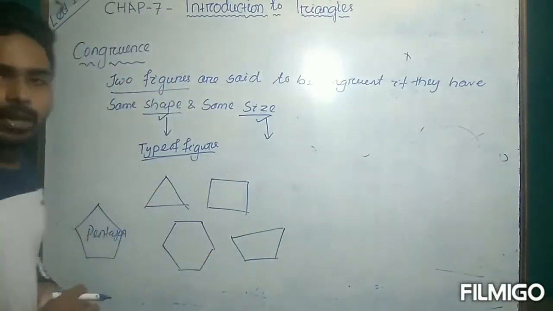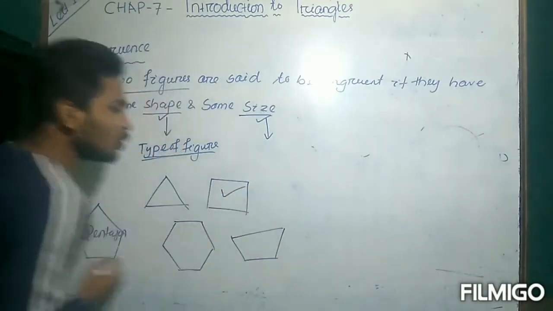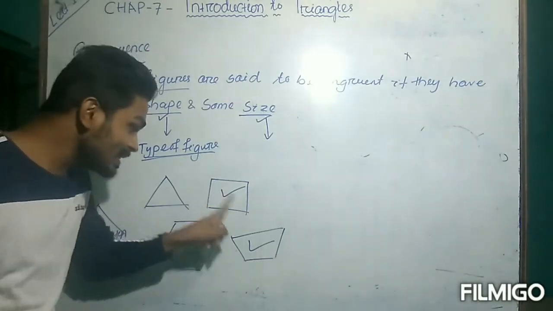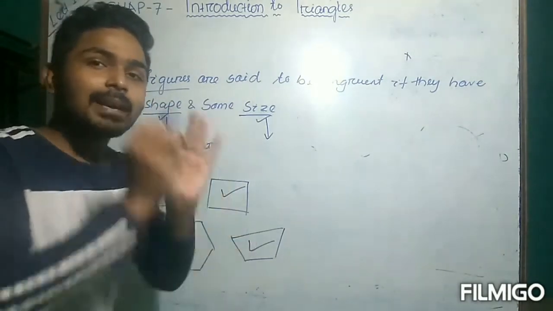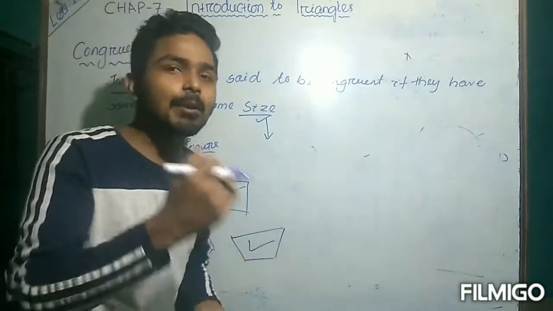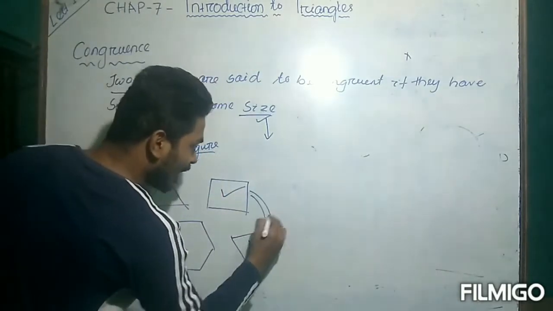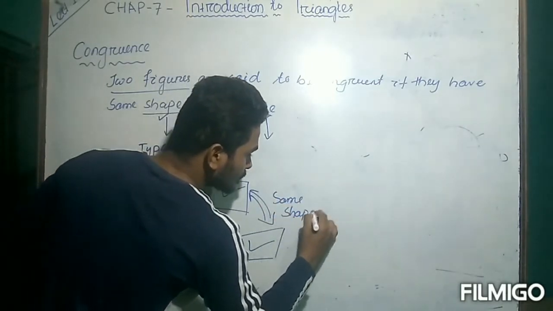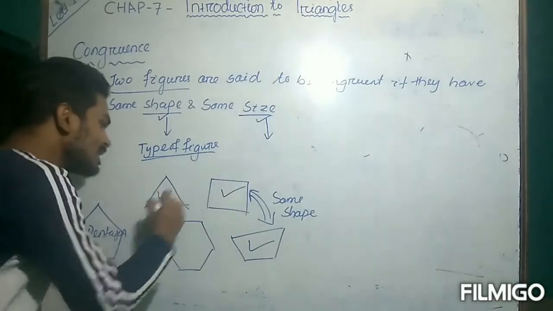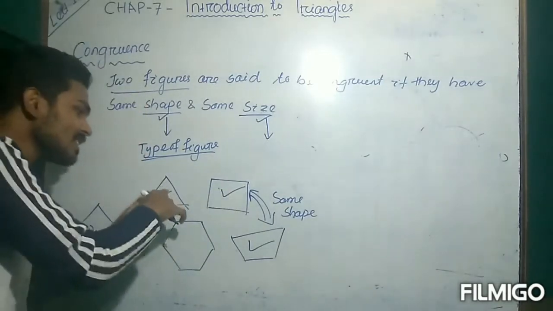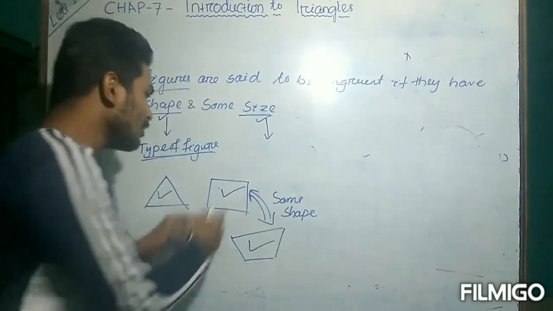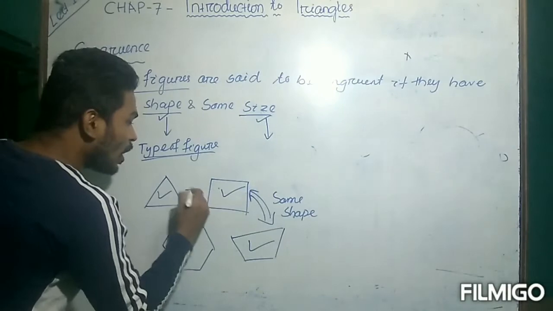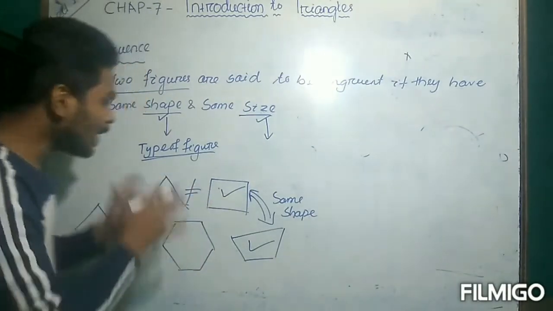Among these 5 figures, this figure is known as a quadrilateral, and this figure is also a quadrilateral. So these 2 figures have same shape. Shape means type of figure. But if you compare this figure and this figure, this is a triangle because it has 3 sides, but this is a quadrilateral as it has 4 sides. So these 2 figures do not have same shape.